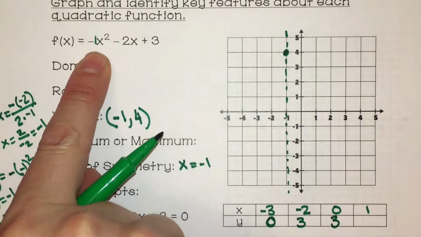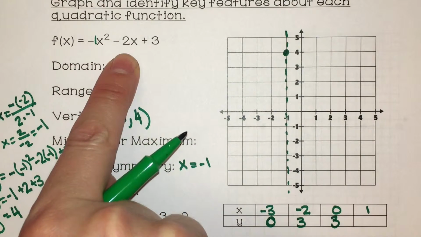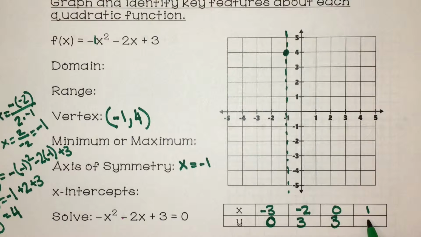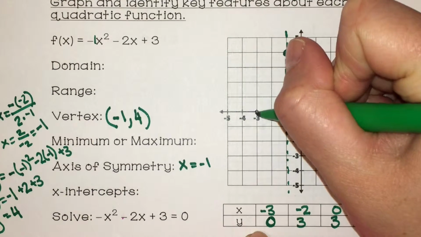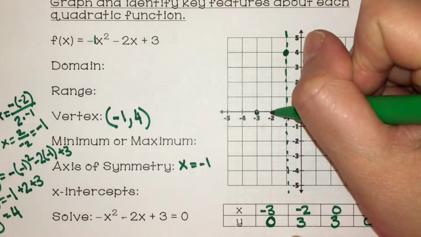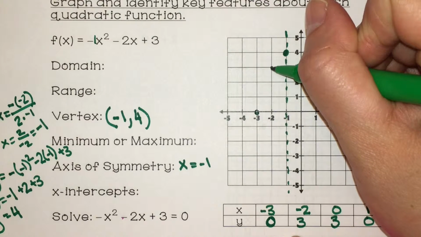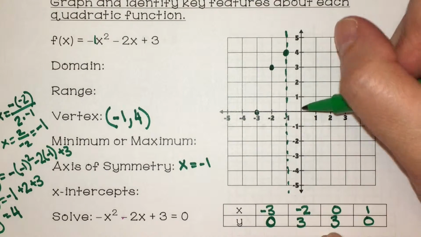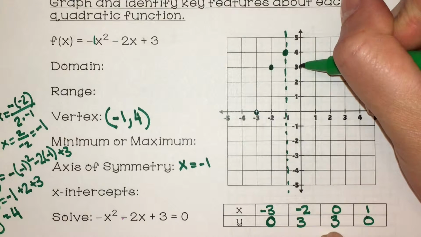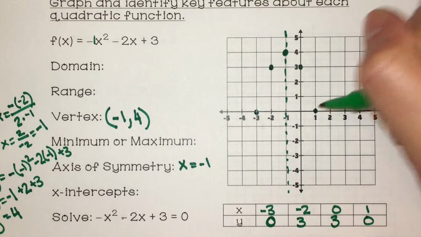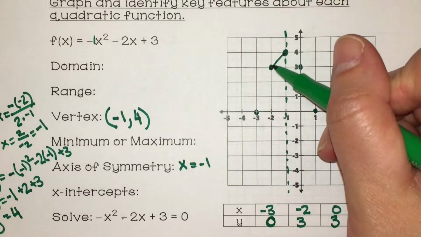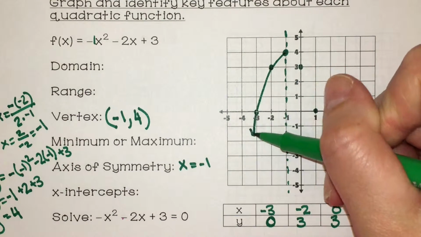Plug in 1. So we have negative 1 minus 2 plus 3 leaves me with 0. Okay, so I'm going to graph these. When x is negative 3, y is 0. When x is negative 2, y is 3. When x is 0, y is 3. And when x is 1, y is 0. So this tells me that this is what my graph will look like.